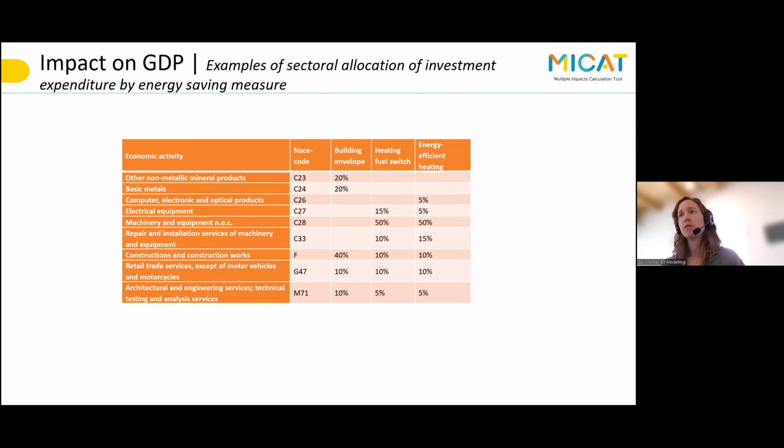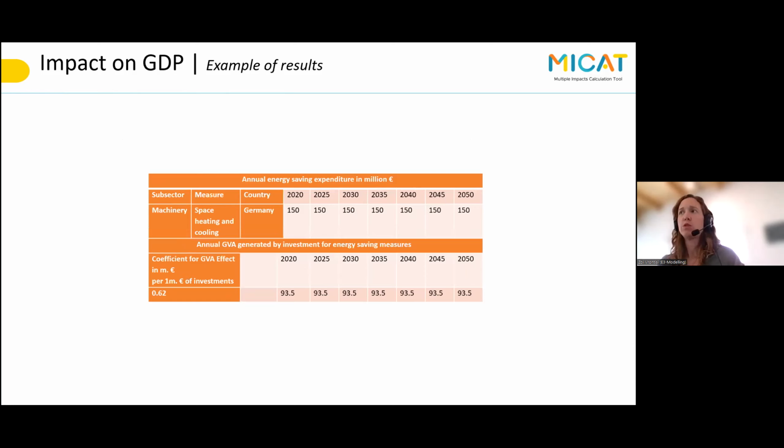And then through the use of the Leontief multipliers, what we do is estimate, for example, what would be the annual gross value added generated, for example, by 150 million euros spent on space heating and cooling in Germany. And we see that this would result in around 94 million euros additional value added.